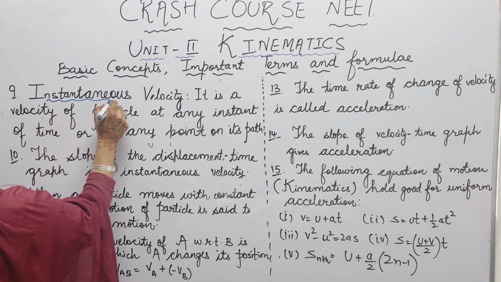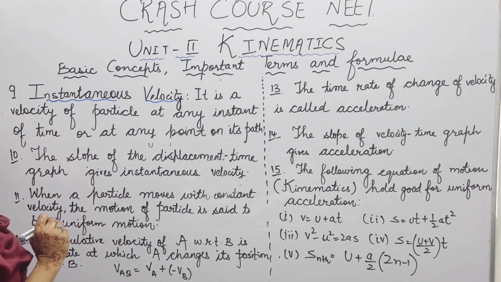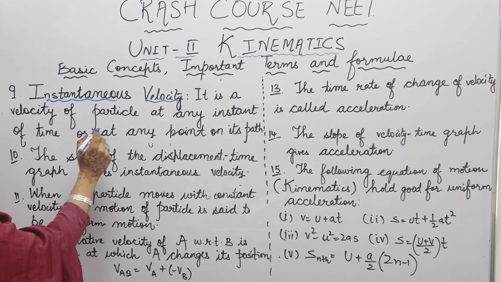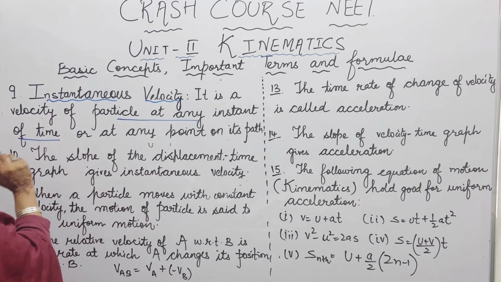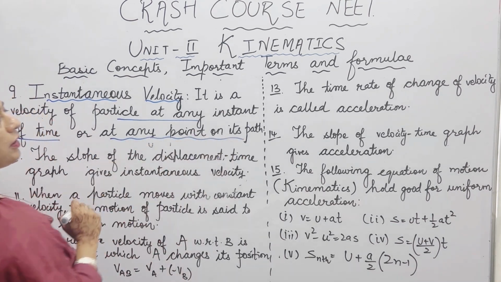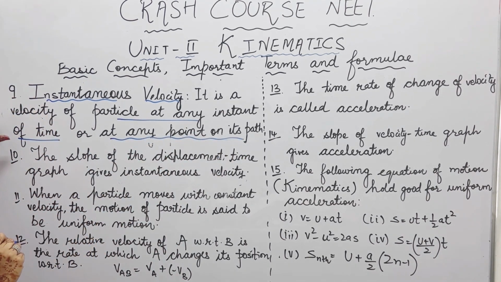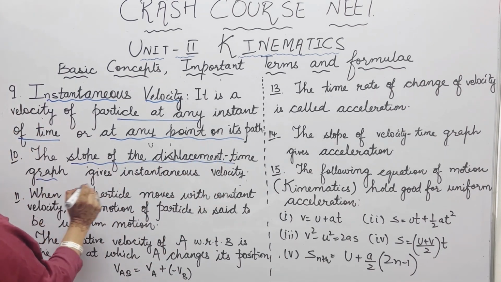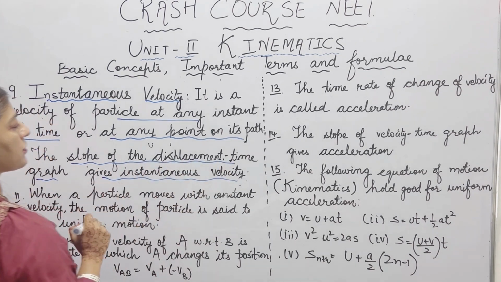The next is instantaneous velocity. Actually, it is the velocity at any particular instant of time, at any moment. So, it is the velocity of the particle at any instant of time, or at any point on the path. Both of them are mentioned as the instantaneous velocity. Next, the slope of the displacement time graph gives instantaneous velocity.